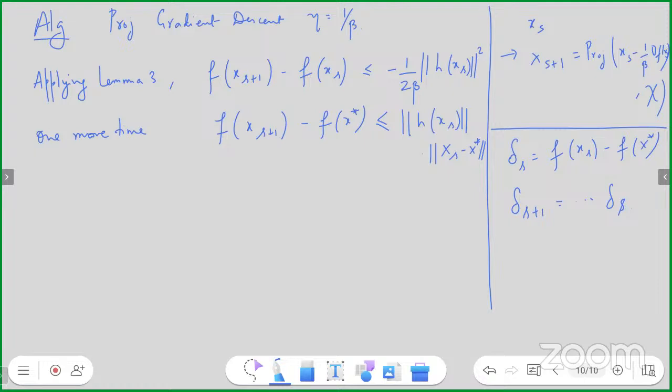Okay, add and subtract factors, then you get. So in the second equation, f of x s plus 1 minus f of x is x. If we just subtract f of x star here, we'll have delta s plus 1 minus delta s less than or equal to 0. And that is true for all s. So we'll get delta s is decreasing.